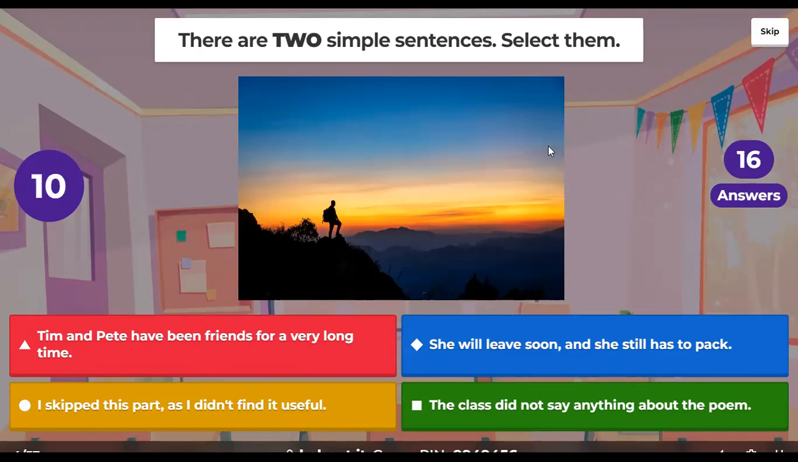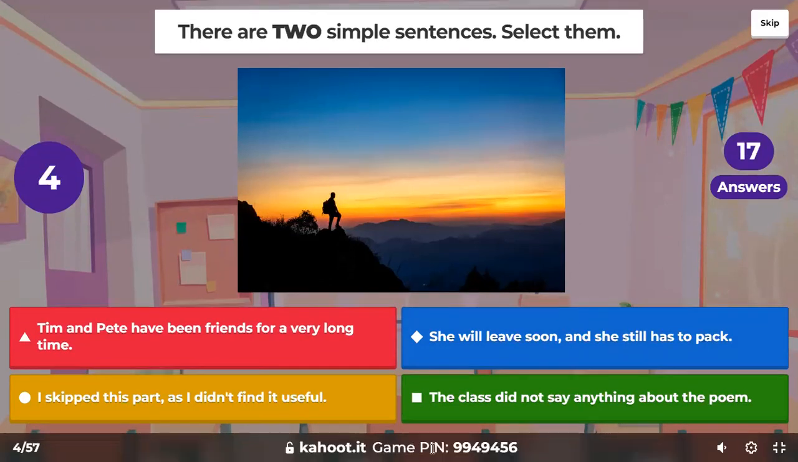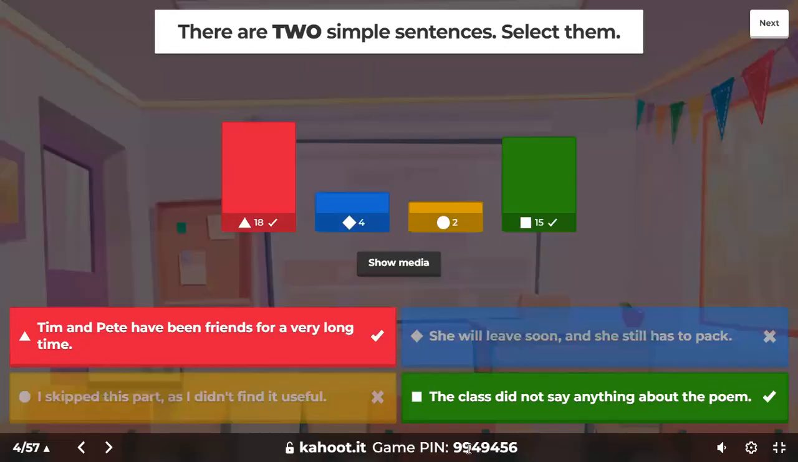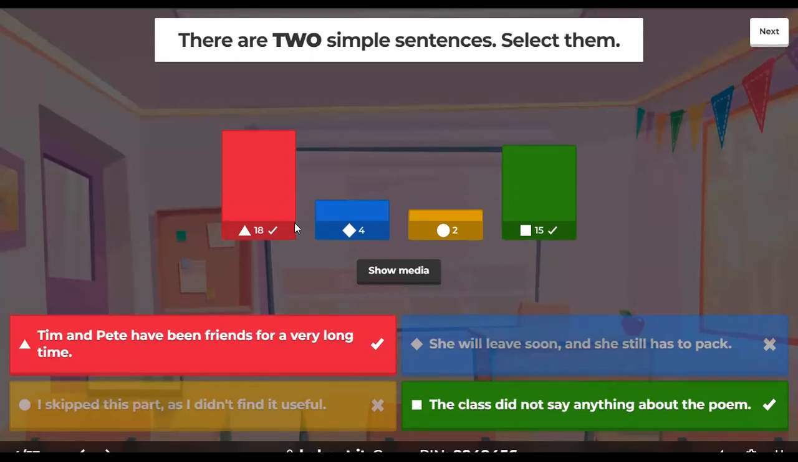Okay, I have some students. Yeah, the code is here. The code is at the bottom of the screen. It is 9949456. I repeat, it is 9949456. Cool. Okay, great. Now, 18 of you have opted for sentence number 1.